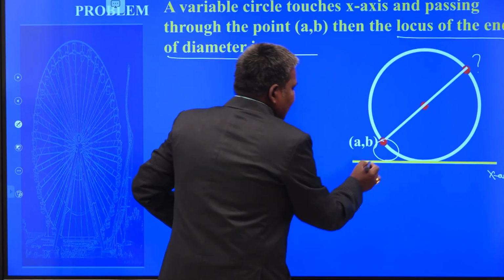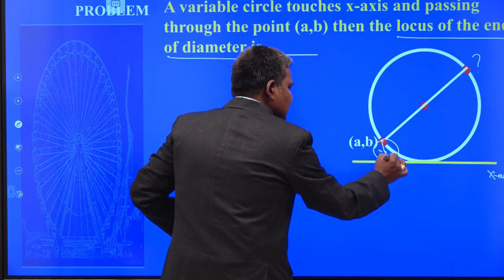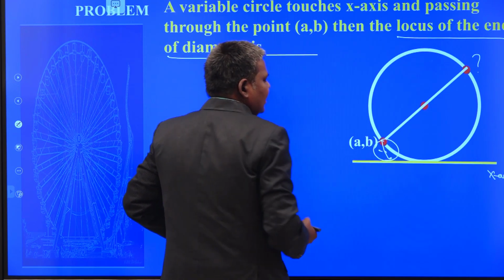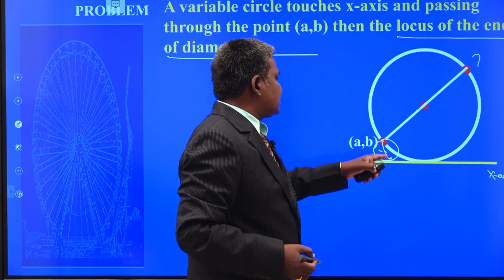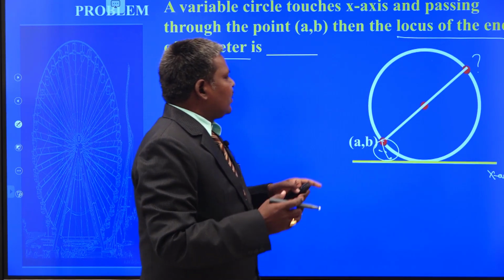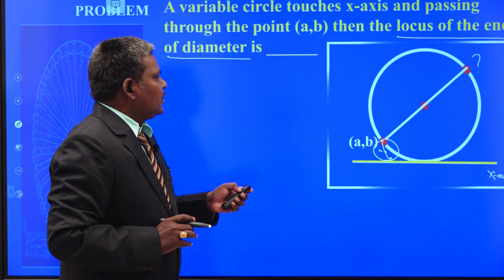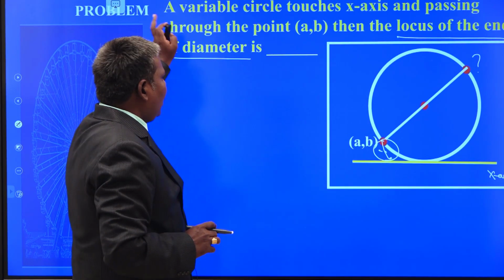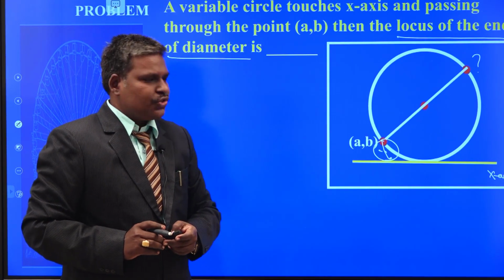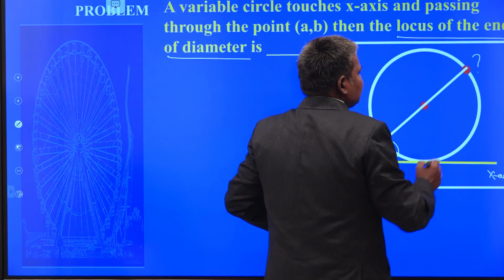In the same manner, this is your center, and if you join like this, this is the other end of the diameter. Am I correct or not? In this manner, you collect all such other ends of diameters through the point A comma B, and we get some locus. That is what you have to find here. That is the question. So this is the rough diagram for you. How to crack this one? That is my question. Now, you are going to find the locus of this point.